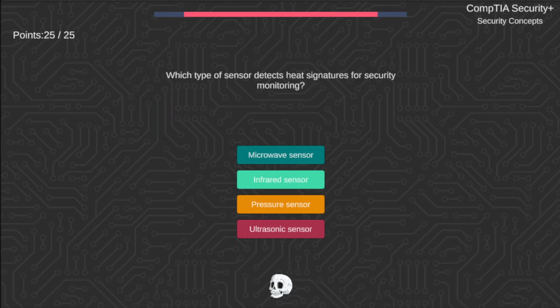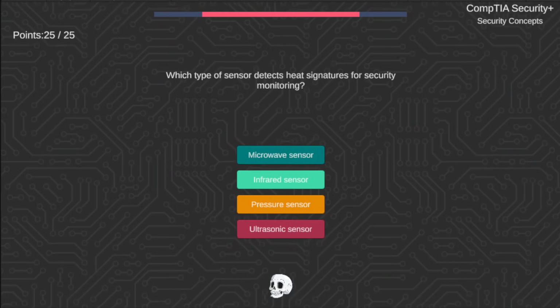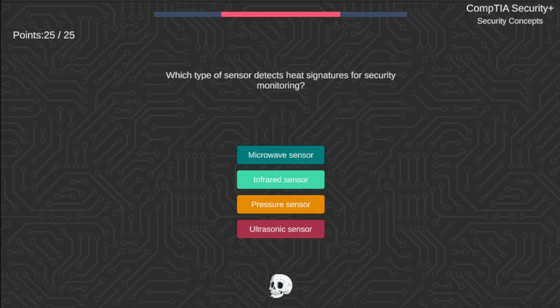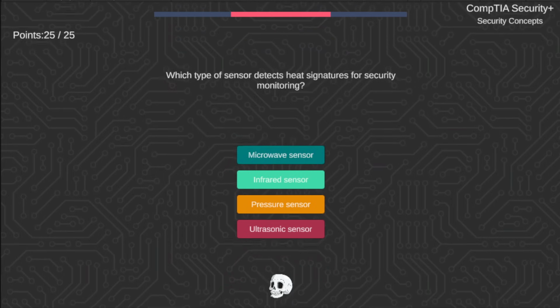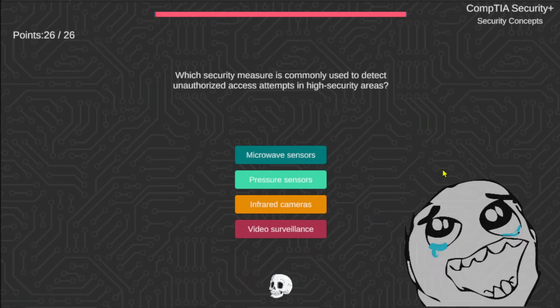Which type of sensor detects heat signatures for security monitoring? Microwave sensor, infrared sensor, pressure sensor, or ultrasonic sensor? Detects heat signatures for security monitoring. Correct answer is infrared sensor.